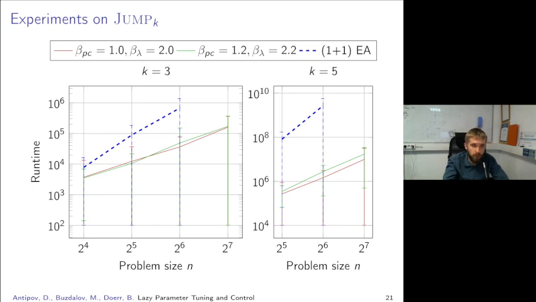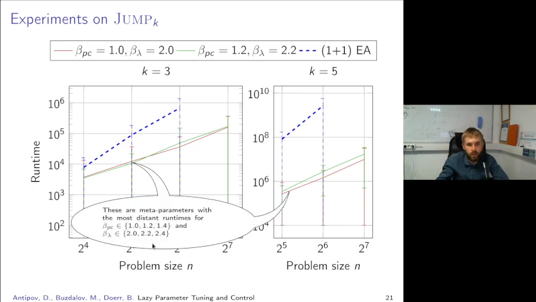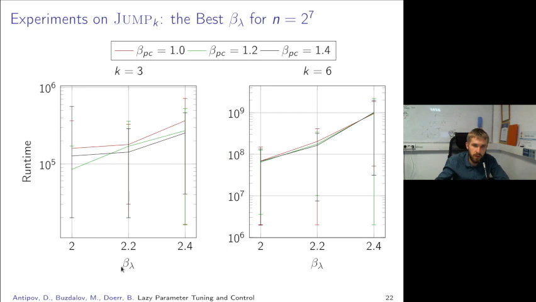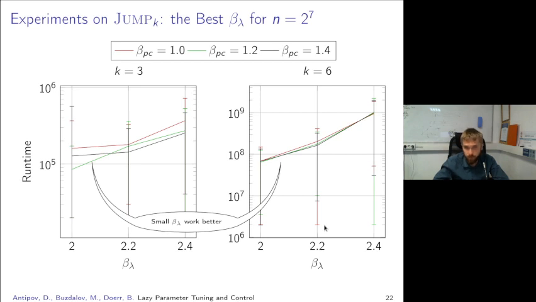On the jump problem we couldn't run too many experiments due to the large runtimes. But here you can see that for the meta parameters we observed, the heavy-tailed (1+(lambda,lambda)) GA was much better than the (1+1) EA. But actually the precise choice of these meta parameters wasn't very important. We were also interested in the best values for beta lambda, and we can see that the smaller beta lambda is, the better the runtime, which can be explained by the fact that a smaller beta lambda gives us a better chance to choose large values of lambda, which is very beneficial on the jump function.